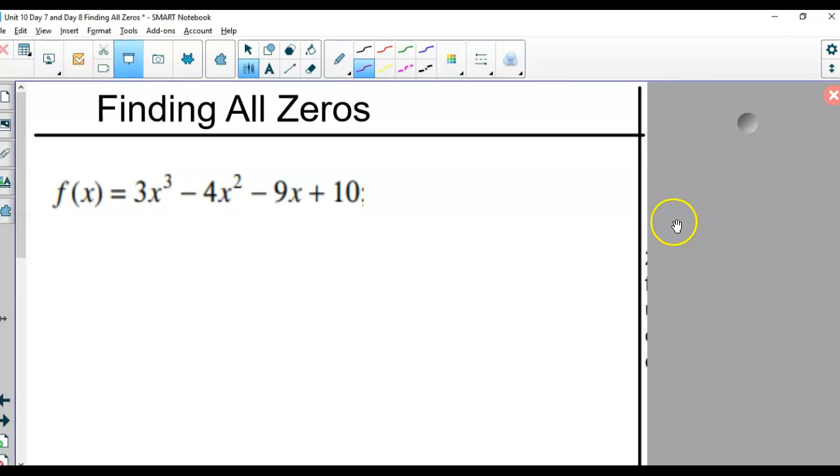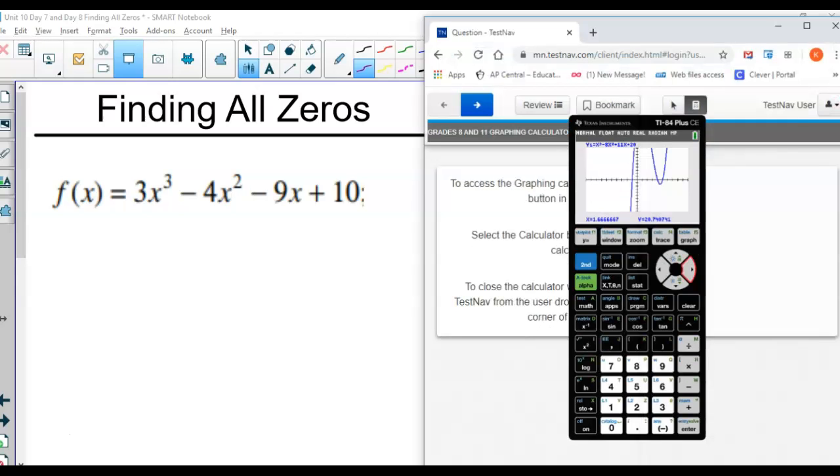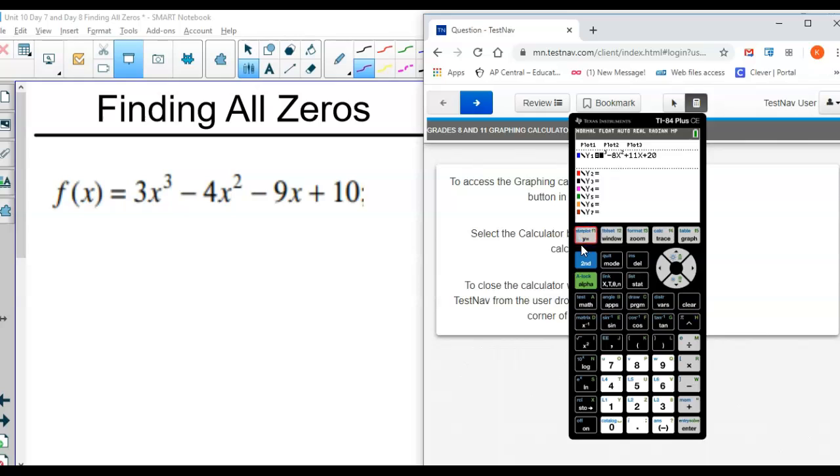We have f of x is equal to 3x cubed minus 4x squared minus 9x plus 10. So I'm going to go back to my graphing calculator. I'm going to go to y equals, and I'm going to type this in faster now because I've already gone slow with you on how to type that in. So I have 3x to the 3rd power minus 4x squared. Oopsie, and look, I just screwed that up. Minus 9x plus 10.